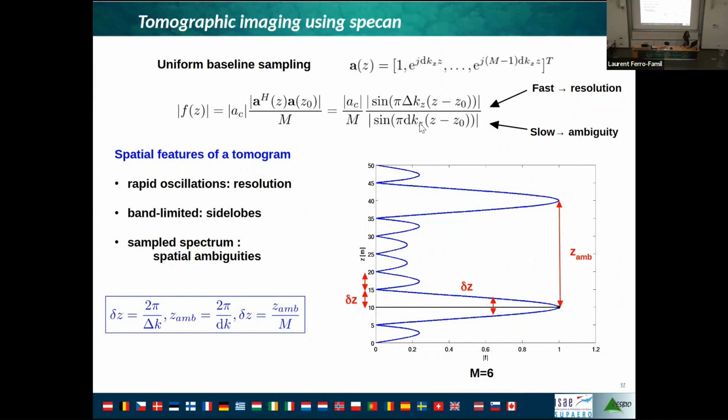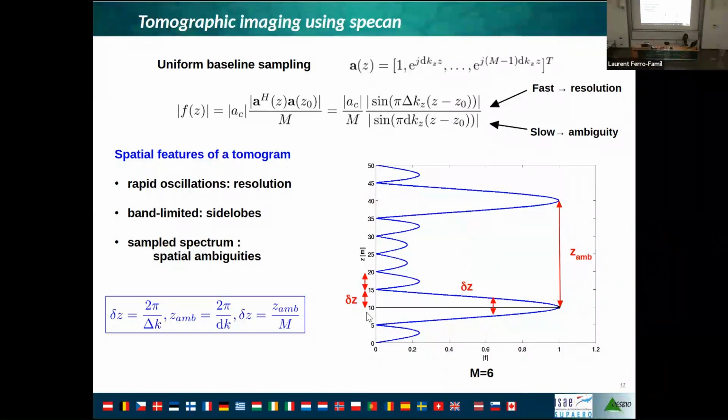Okay, so if I want to measure an environment, let's say I want to measure a forest, in this case, the ambiguity height here is 30 meters. So it means that my forest should be smaller than 30 meters. Because if I measure the ground response here, I will also find it around 40 meters and around 70 meters and around 100 meters in elevation. Okay, it is a periodic function.